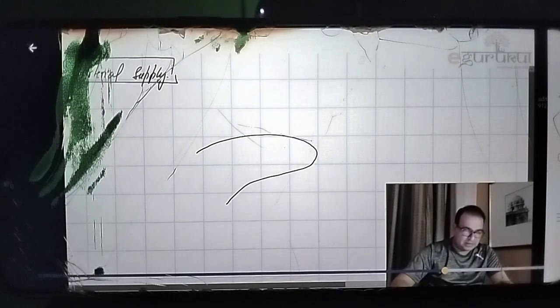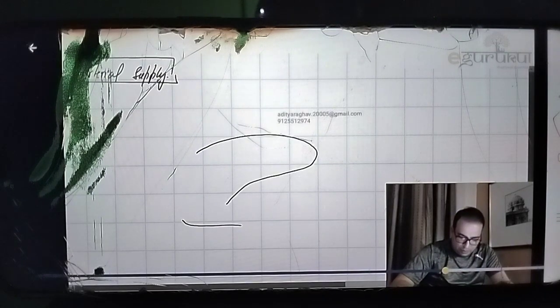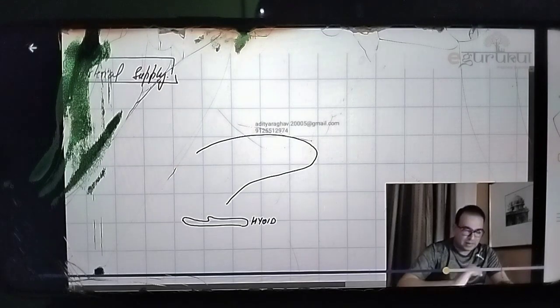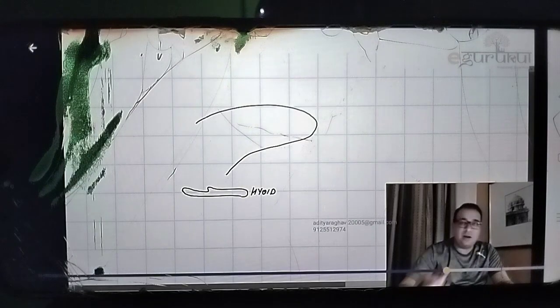And I have to discuss its blood supply. So again, for the reference sake, let me draw the hyoid bone. Just for the reference, this is the hyoid here, and that is the tongue. But to explain the blood supply, obviously the external carotid artery is the one which will supply.